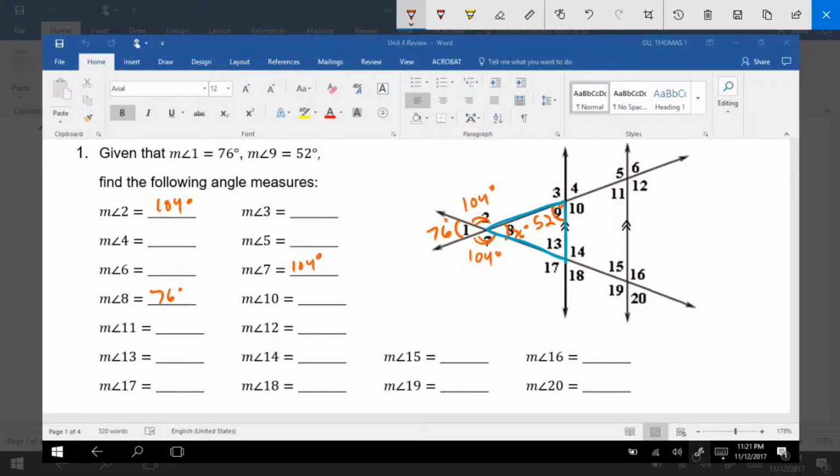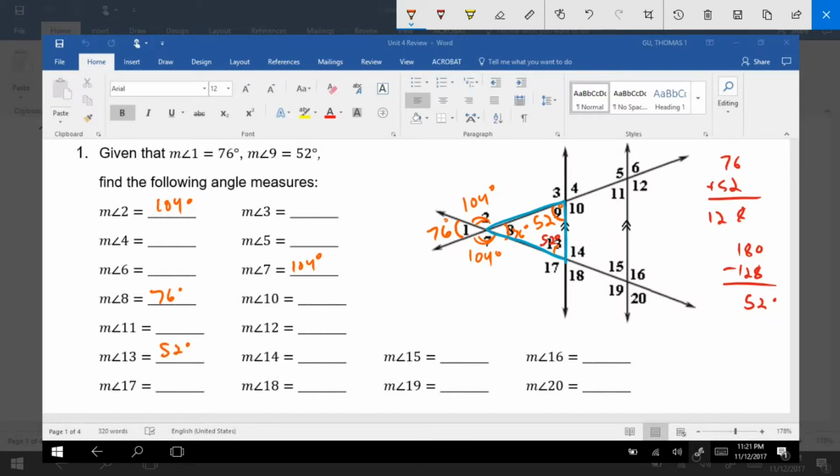So far we've got 76 plus 52. What's that? That's 128. So 180 minus 128 is going to be angle 13. That's going to be 52 degrees. So angle 13 is 52 degrees. Oh, I'm using red. That's supposed to be orange. Angle 13 is 52 degrees. Where's 13 at? 52 degrees.